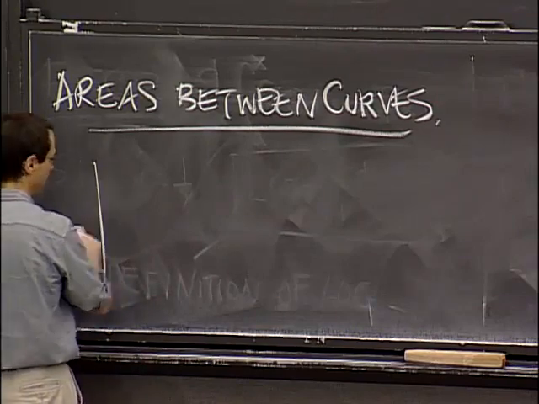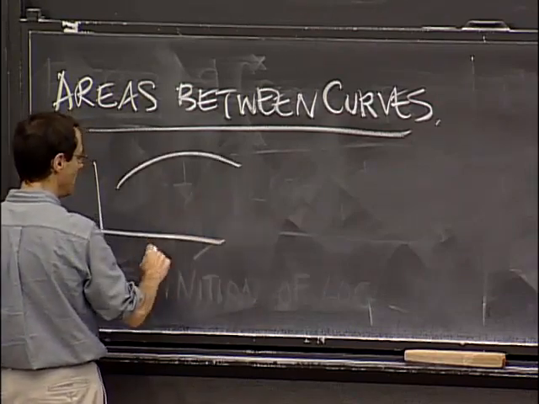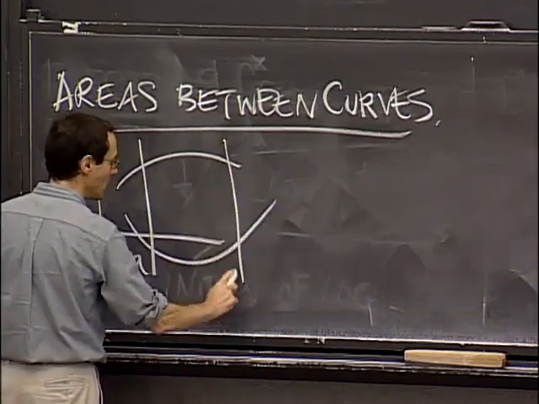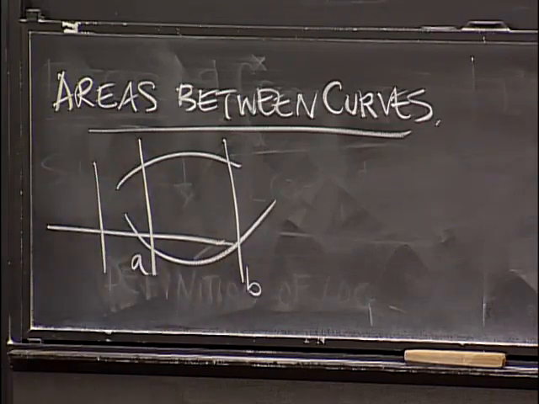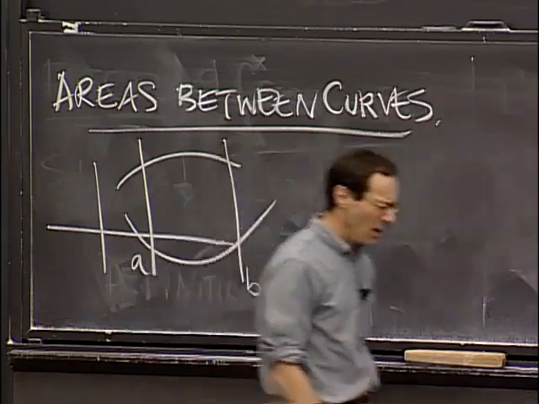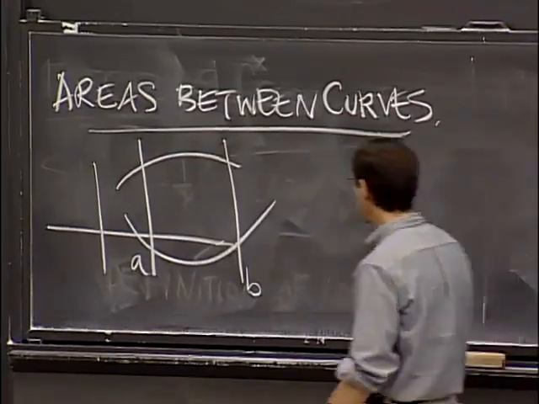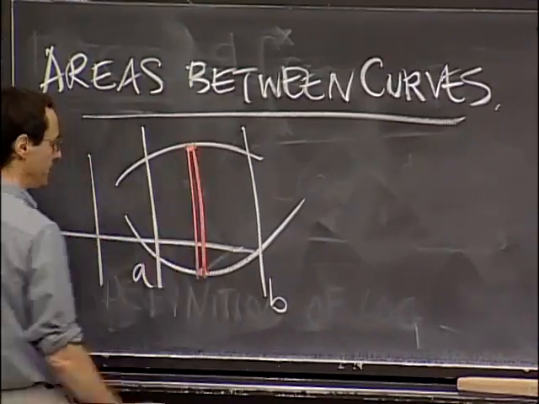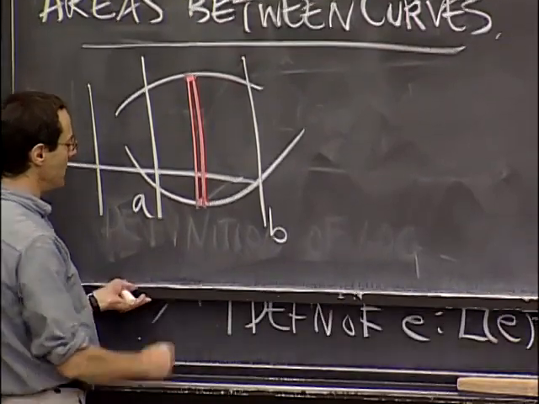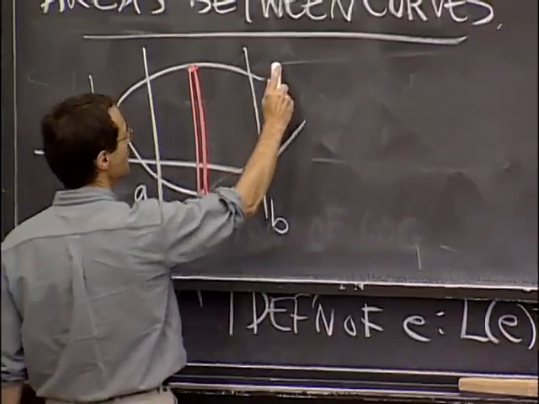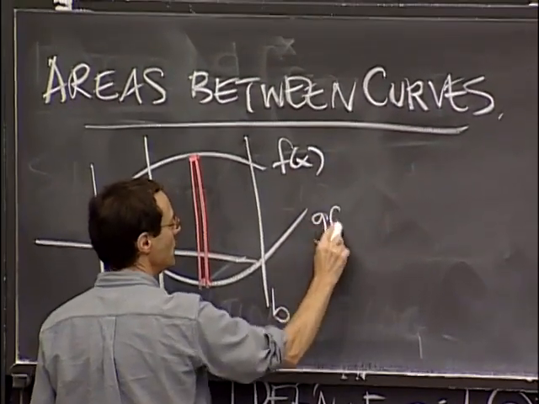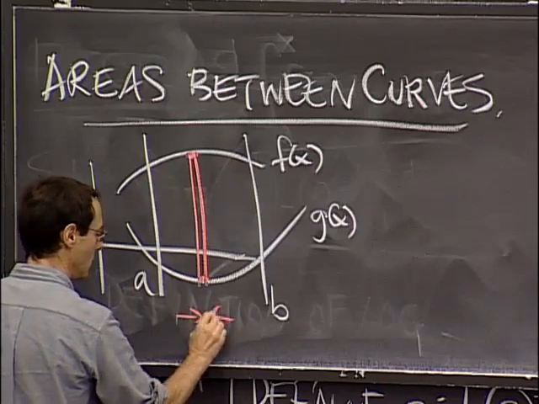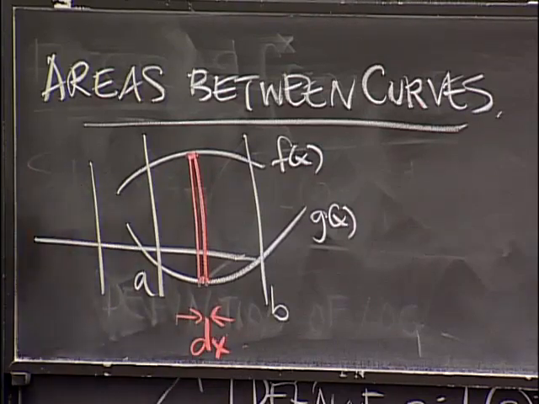Here's the idea. If you have a couple of curves that look like this and maybe like this, and you want to start at a place A and you want to end at a place B, then you can chop it up the same way we did with Riemann sums and take a chunk that looks like this. And I'm going to write the thickness of that chunk. Well, let's give these things names. Let's say the top curve is f of x and the bottom curve is g of x. And then this thickness is going to be dx. That's the thickness.